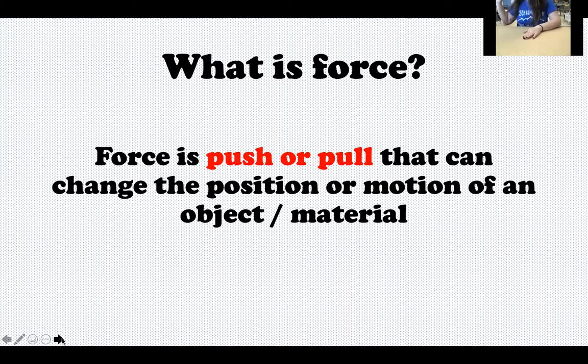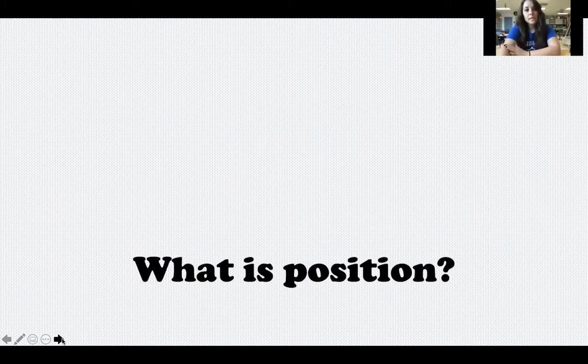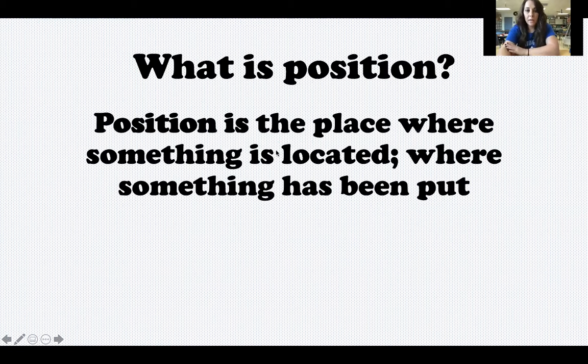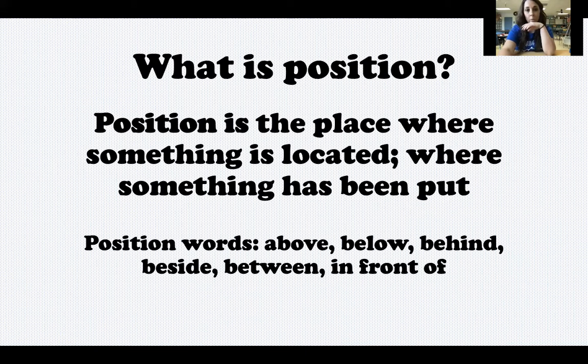For example, I have this box of crayons. It's over here on my right. When I push it, so I'm applying force to it, it put it into motion, and now its position has changed. Now it's on my left. So position is the place where something is located or something has been put. And some words that we can use to describe position are words like above, below, behind, beside, between, in front of, in back of, left, right. All of those explain where something is located or its position.